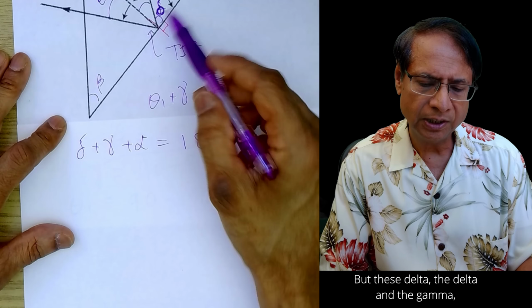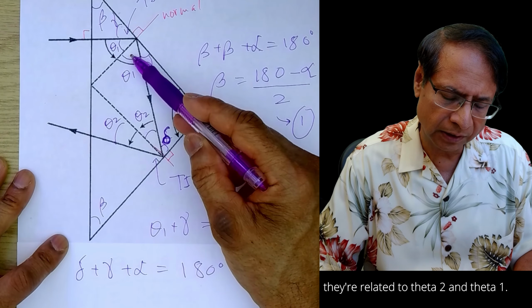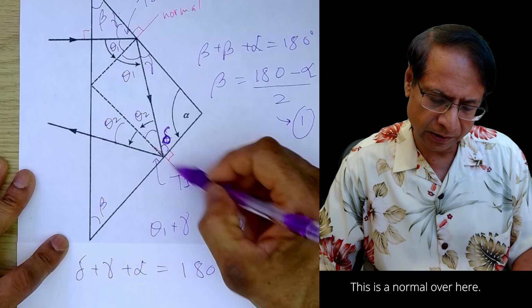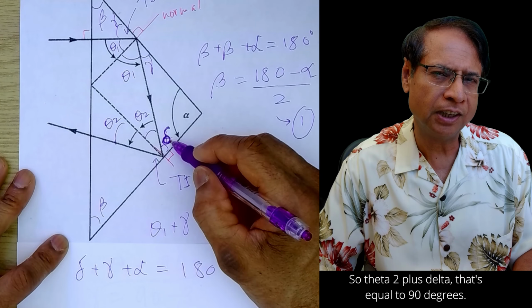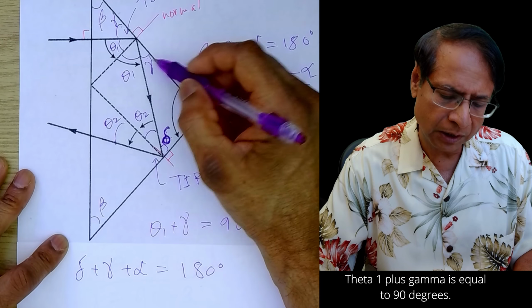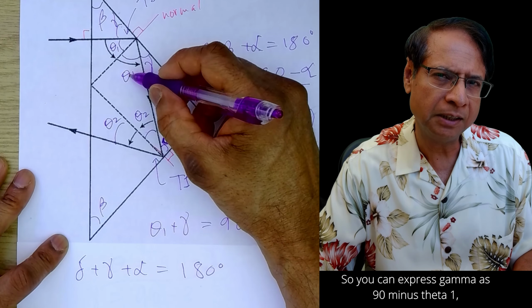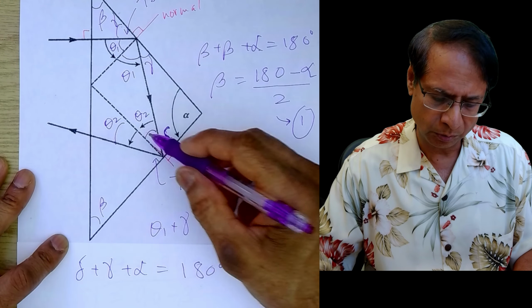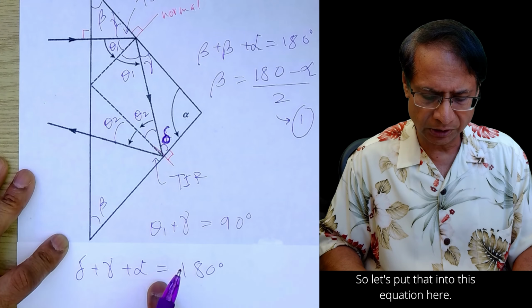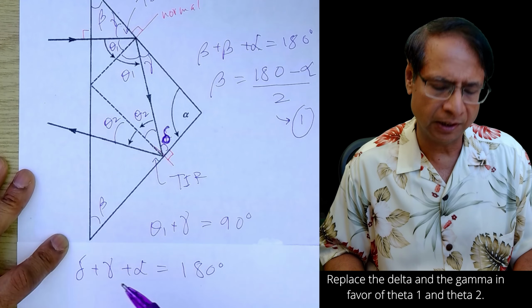But the delta and the gamma are related to theta 2 and theta 1. How? This is a normal over here. So theta 2 plus delta is equal to 90 degrees. Theta 1 plus gamma is equal to 90 degrees. So you can express gamma as 90 minus theta 1 and delta as 90 minus theta 2. So let's put that into this equation here. Replace the delta and the gamma in favor of theta 1 and theta 2.